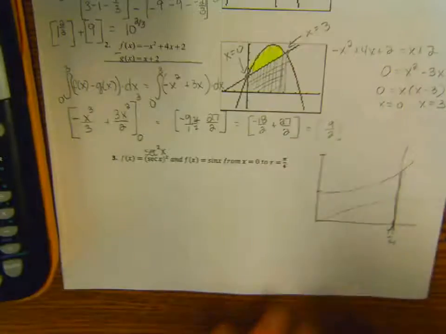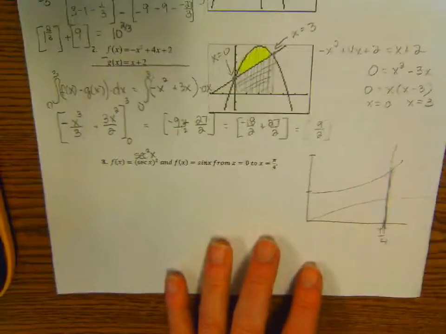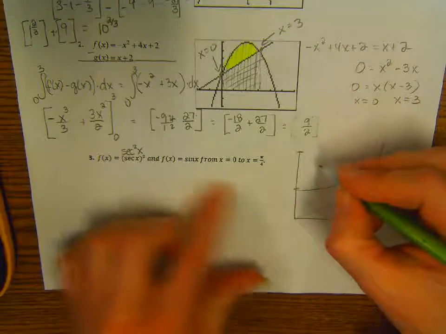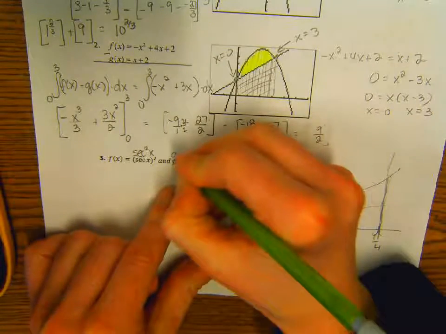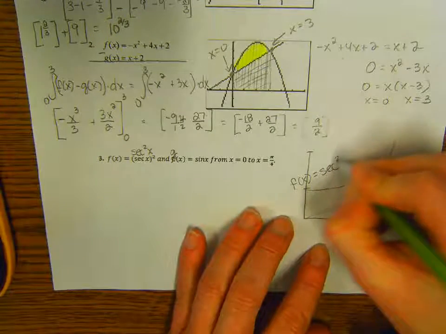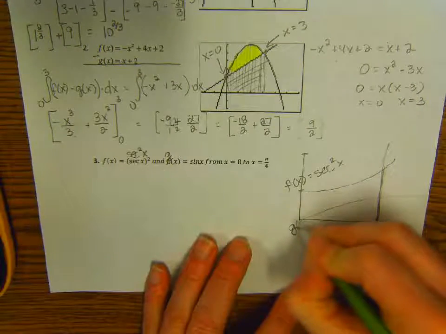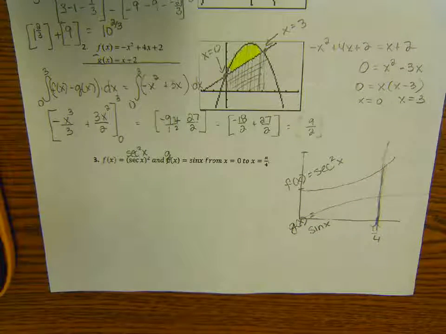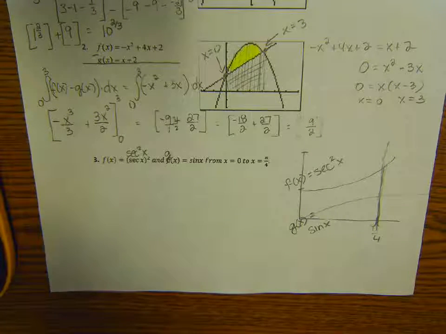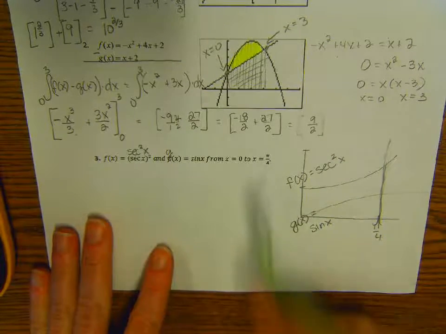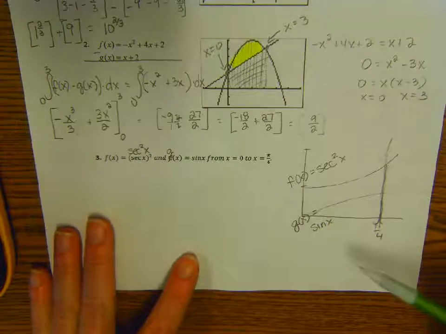Now let's label. Which is which? The top is, let's change this to a g of x, would you? The top is f of x, which is secant squared. This second one is g of x, which is sine of x. And in this case, I already found the integration. It tells me to start at 0, and this boundary line of pi fourths is where it's going to end.